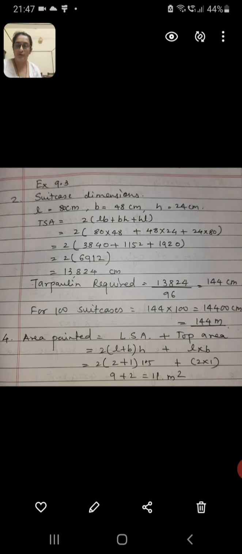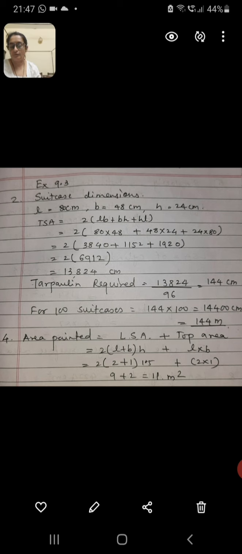Now volume is the space occupied by the solid figure. So the volume of a cube is L cube or a cube. Volume of a cuboid is L into B into H. Volume of a cylinder is πr square h. Now using these formulas, we are going to solve the next two exercises. Now let us start with exercise 9.3.